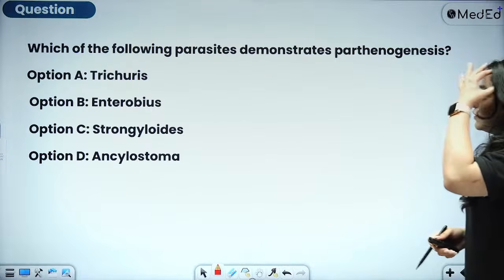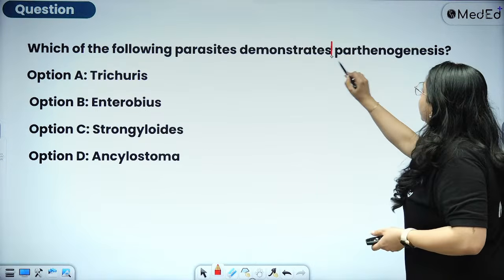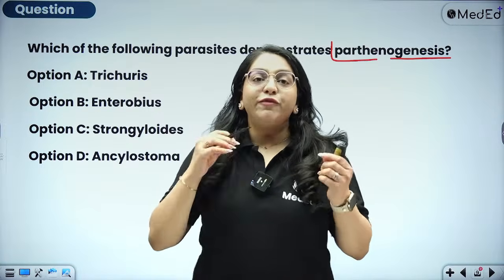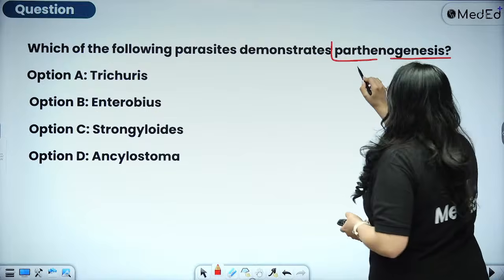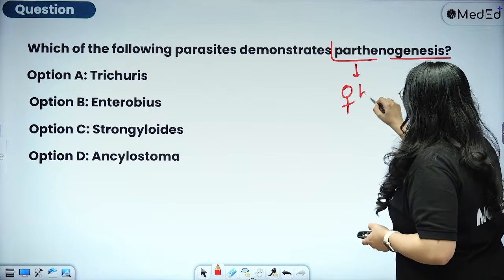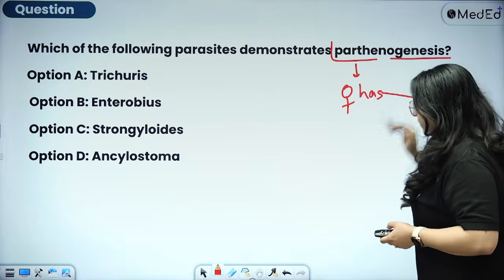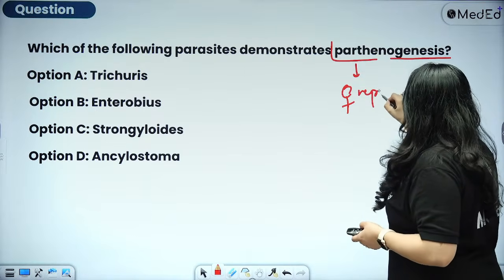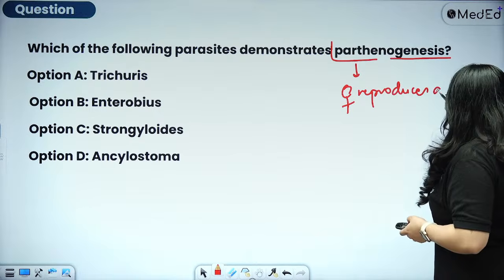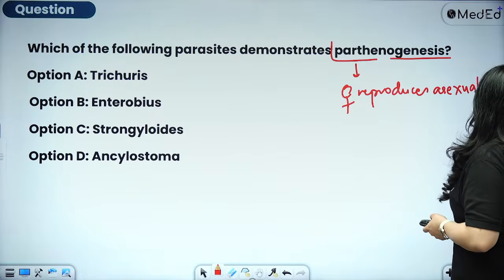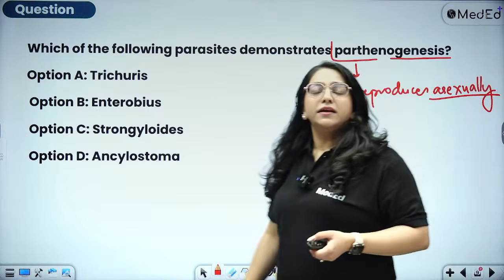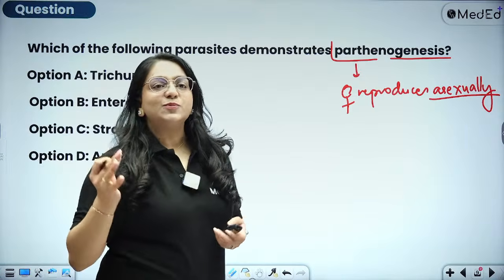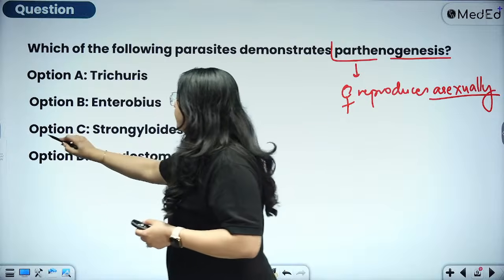Okay. Which of the following parasites demonstrates parthenogenesis? What is the meaning of parthenogenesis? That the female is able to reproduce asexually. That means she does not need the male in order to lay the progeny or the larval stages. We know only one such parasite, that is Strongyloides stercoralis.